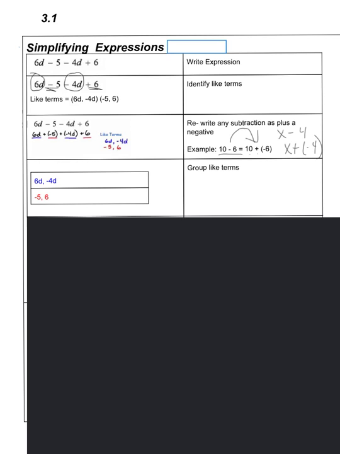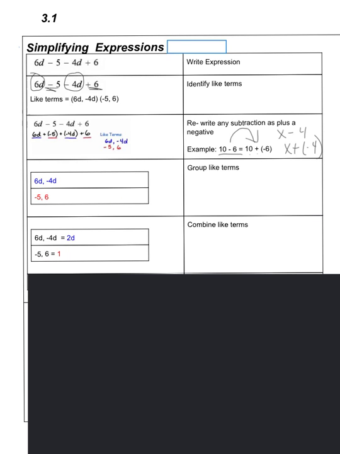I've identified my like terms, but now I'm just putting them into groups. So my like terms that I identified right here were 6d and negative 4d. They were like terms, and negative 5 and 6. So you can see that I've grouped them according to like terms. This is one group, this is another group.